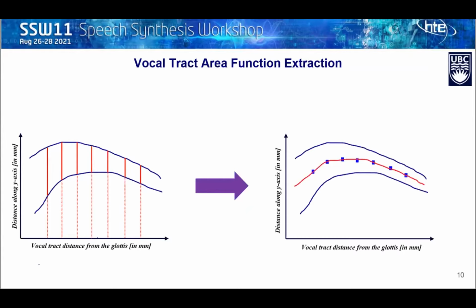To extract the vocal tract area function, we drew a set of equidistant grid lines perpendicular to the center line. Each grid line intercepts the posterior superior palate contour and the anterior inferior tongue contour. Then we calculated the cross-sectional area of the vocal tract tube from the length of the intercepts at the sampled points.